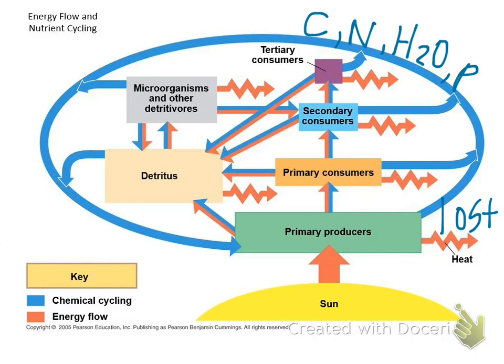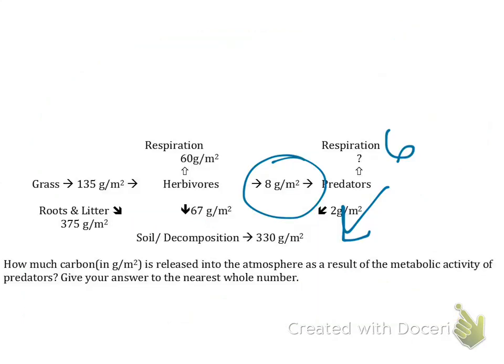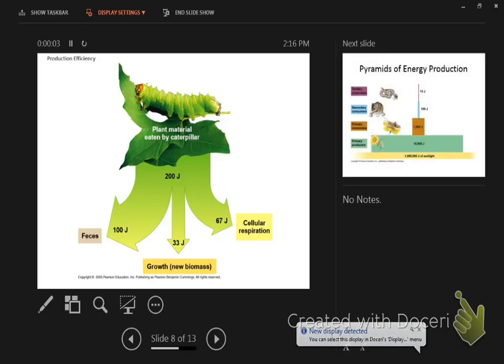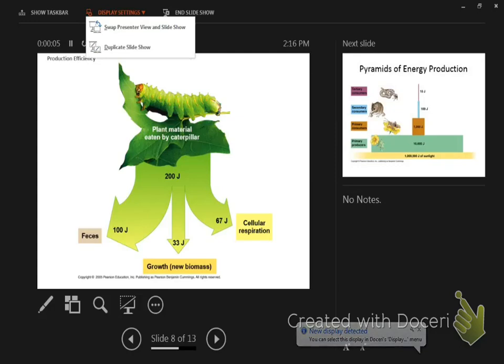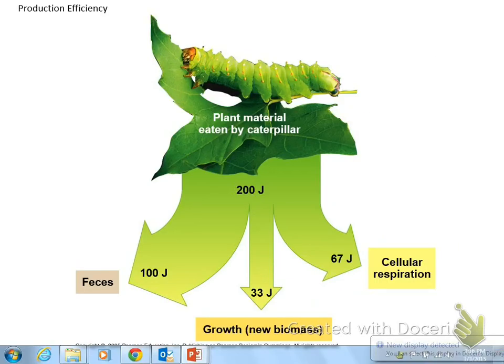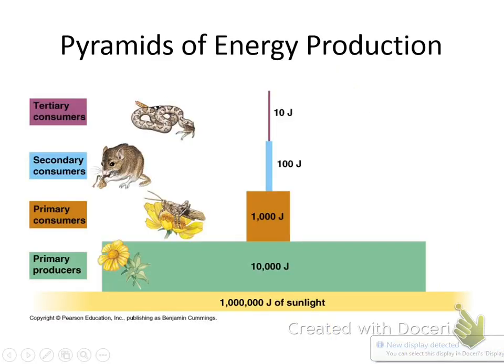Looking at your notes, consumer, heterotrophs, you should know this answer. Why? So 8 going in, 2 is lost, so you might see 6. Okay, so you might see something like that.